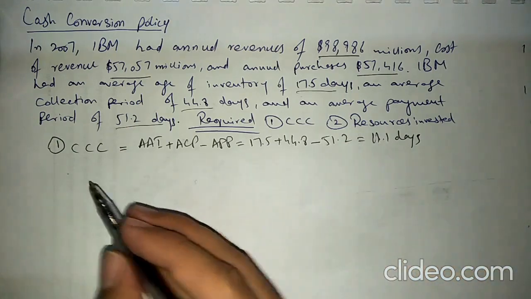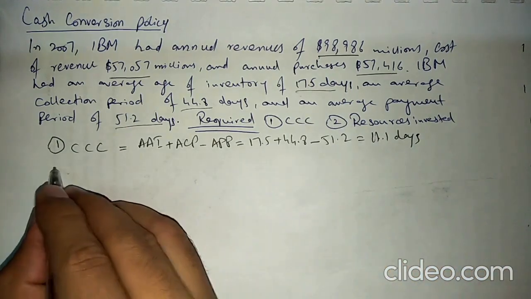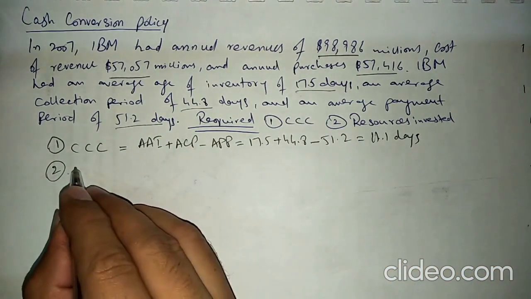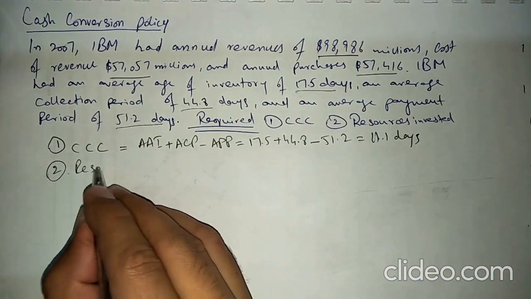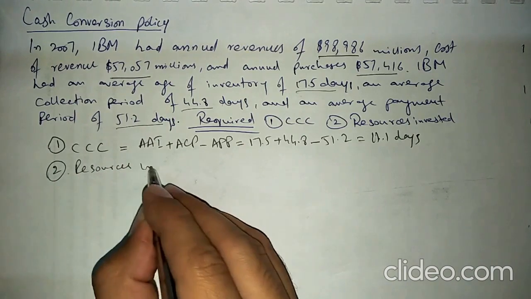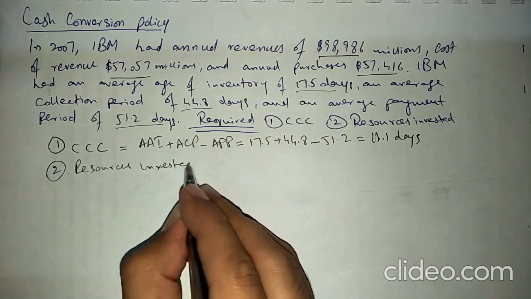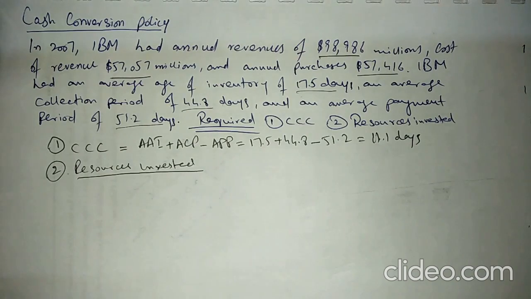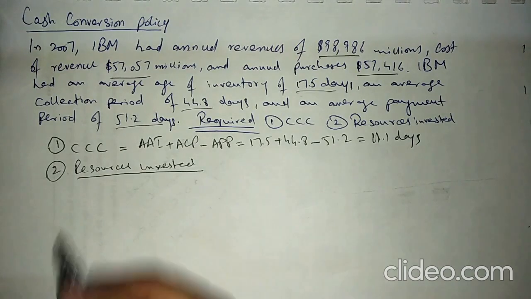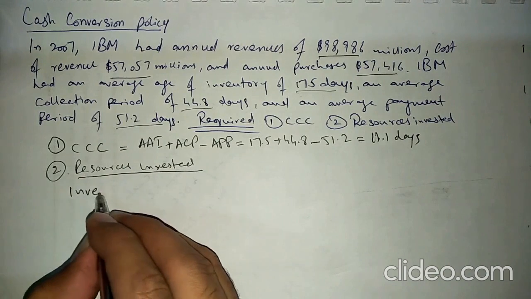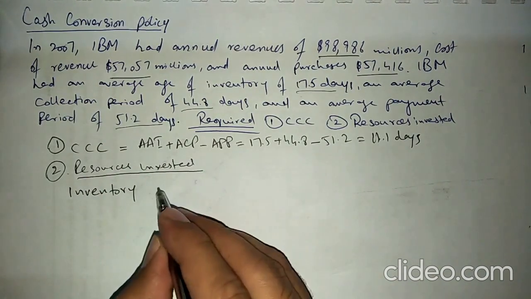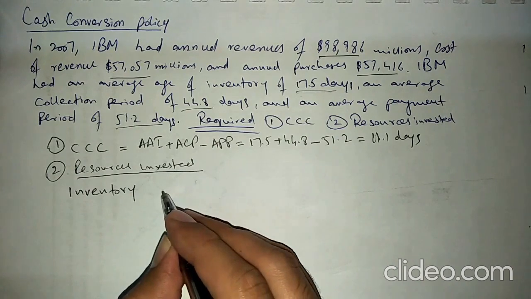We can calculate it in the second requirement. So in the second requirement, our purpose is to calculate resources invested. So here the objective is to calculate resources invested. To calculate it, first we need to calculate how much cash or working capital is needed to finance inventory.